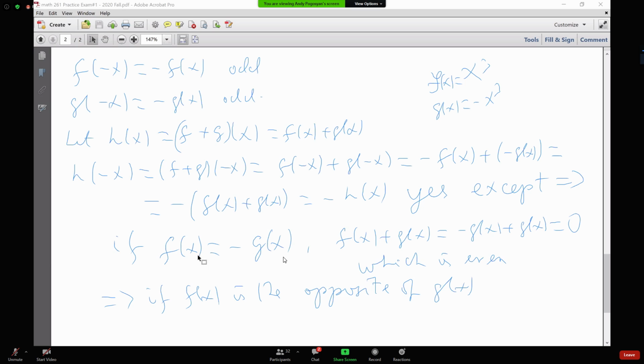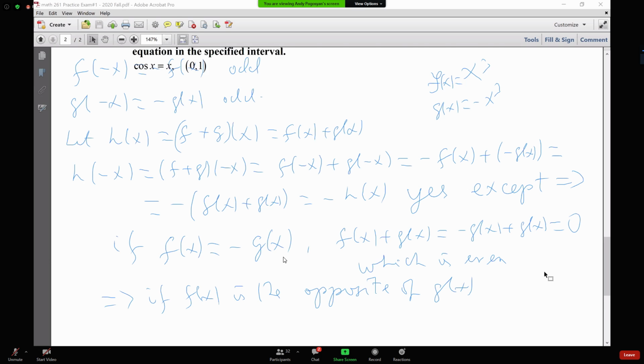Except if they are opposite of each other. Oh, if they're opposite of each other, then it's even, apparently. Yes, yeah. But compared to all the functions, the opposite will be a small amount. So let's say for this small amount, if you disregard it, it's odd. So that means overall the answer will be what? Yes or no?